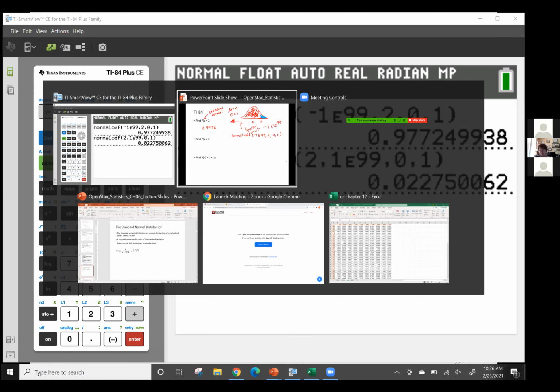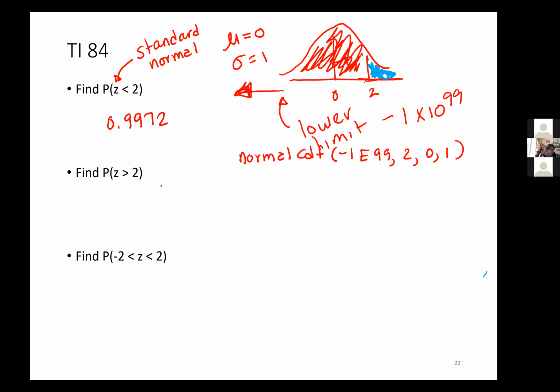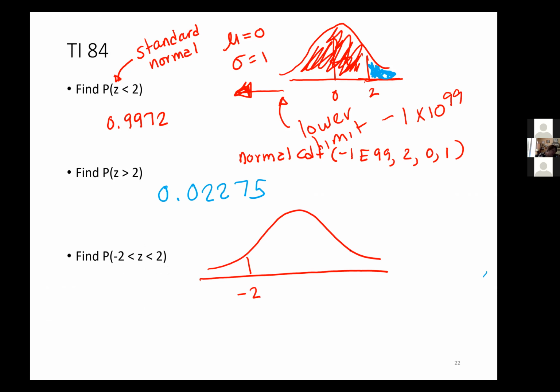So we got 0.275. Okay, now how do I find the probability between two z values? If I draw a picture of this, this is between -2 and +2. So I'm going to find this area here.